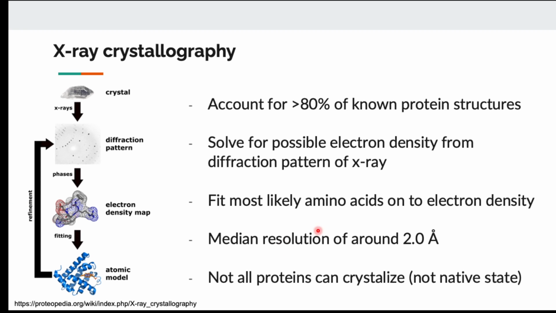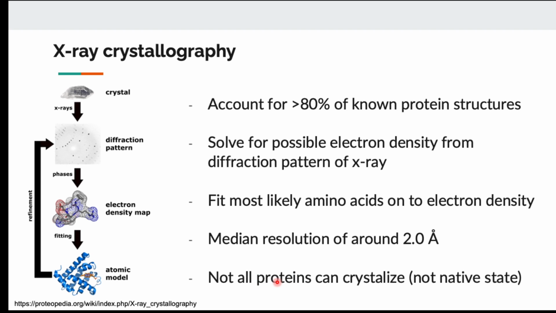First, because of the good resolution. You are off by at most plus or minus 2 angstrom on average. And if you go to a database for protein structure, you will notice that more than 80% of the known structures that we have nowadays come from X-ray crystallography. So it's the main technique that people use.